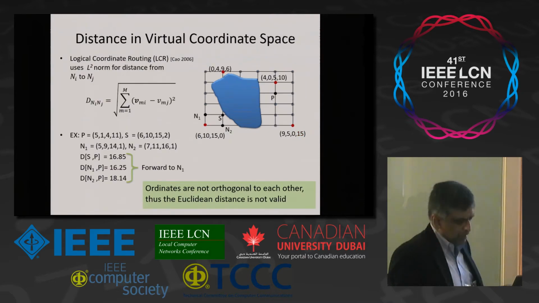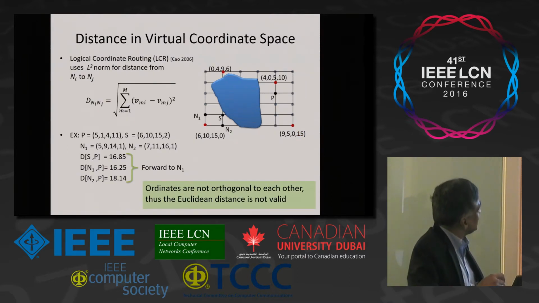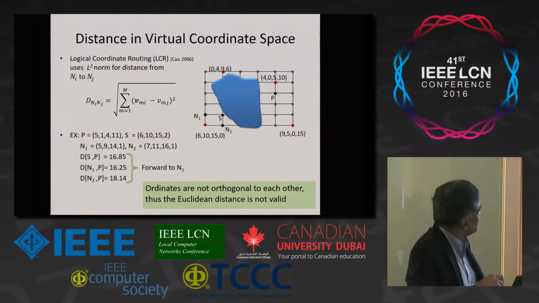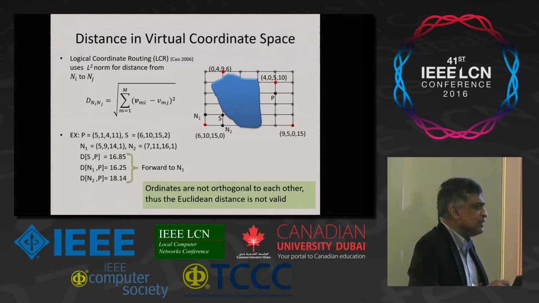So there's this scheme called logical coordinate routing, for example. What you do is, well, you know the coordinates. So this is the coordinates of P, coordinates of S, S's neighbors. So what you do is you want to send a message from S to P, you calculate the distance from here to here, your neighbors to P. Well, in this case, S to P is 16.85, N1 to P is 16.25, N2 to P is 18.14. Well, this looks closer, so you give the message to N1, right? And you forward this gradient. And you calculate the distance using this here, the Euclidean distance.